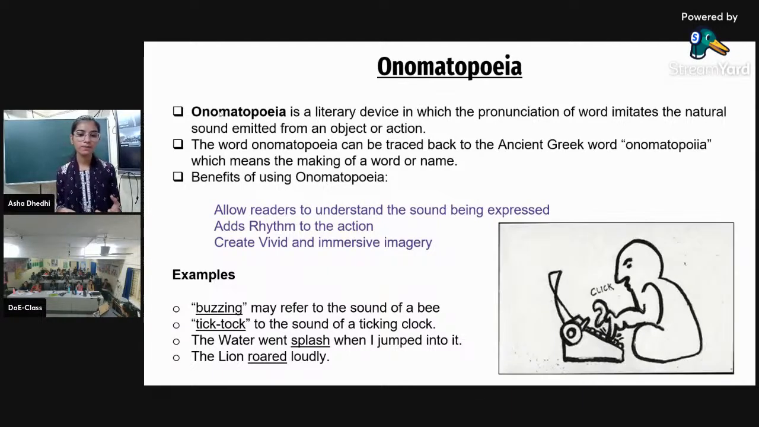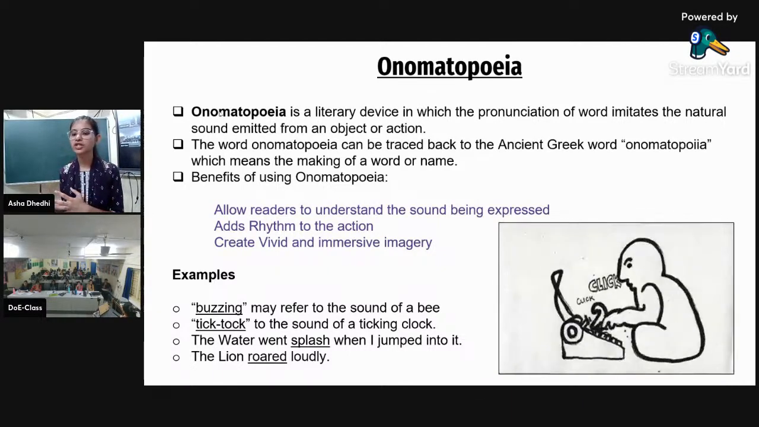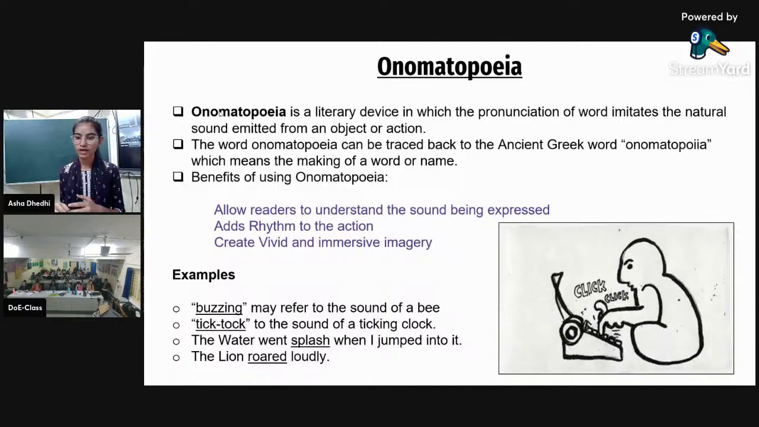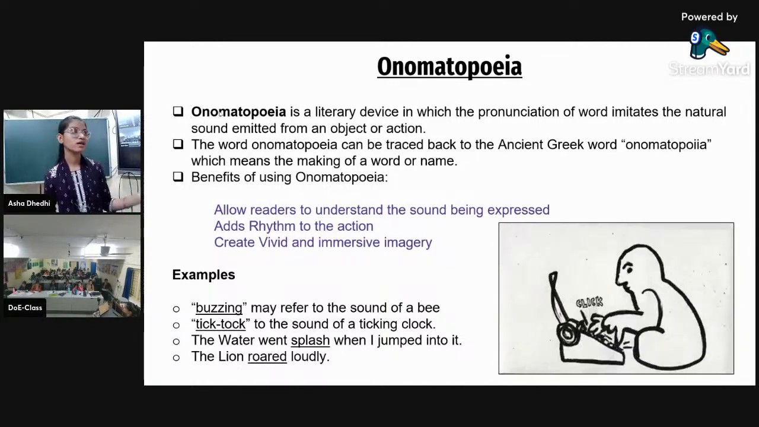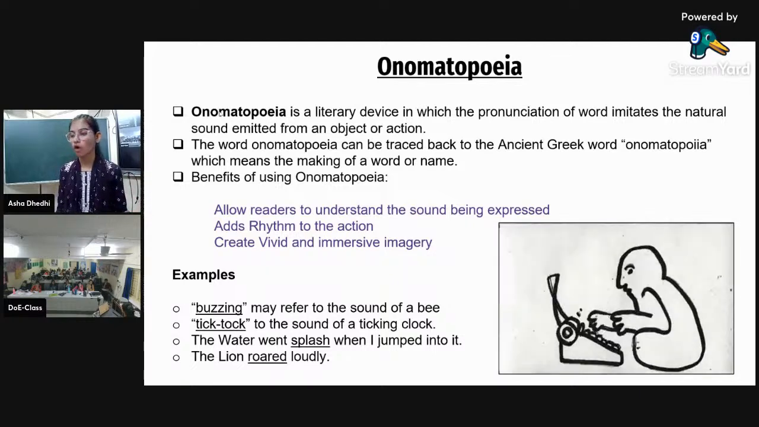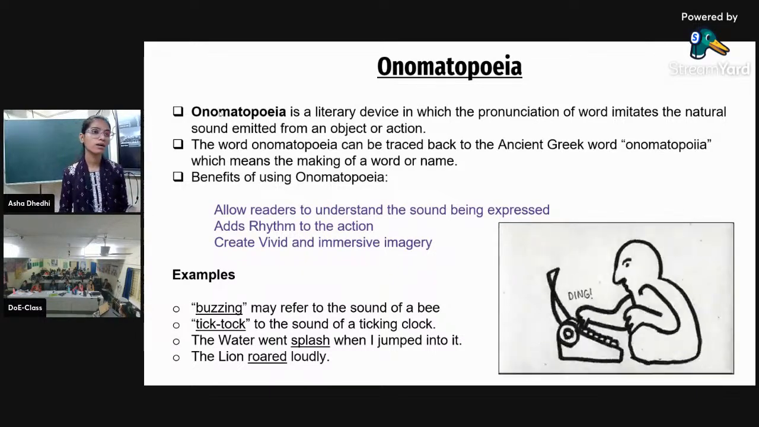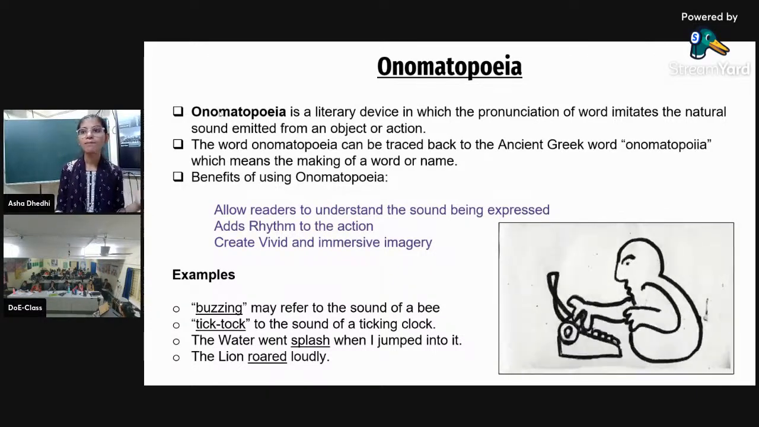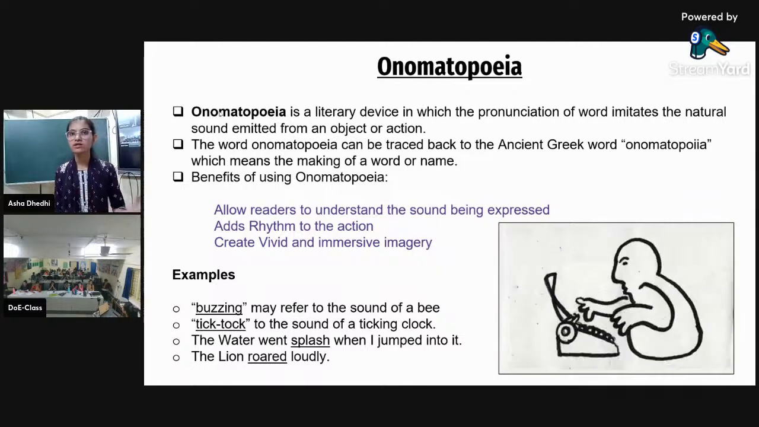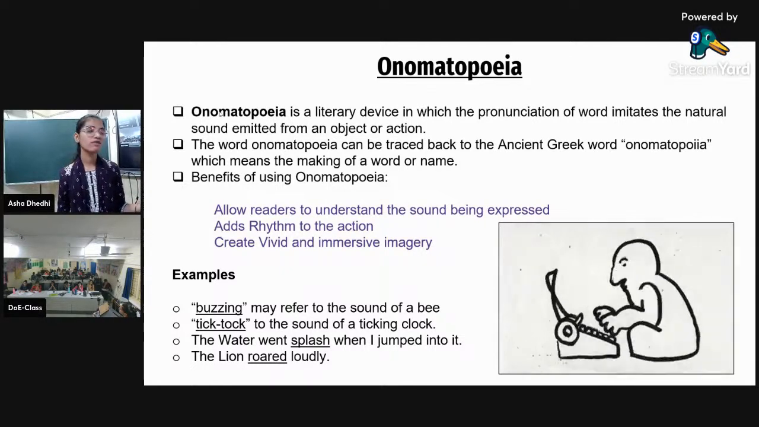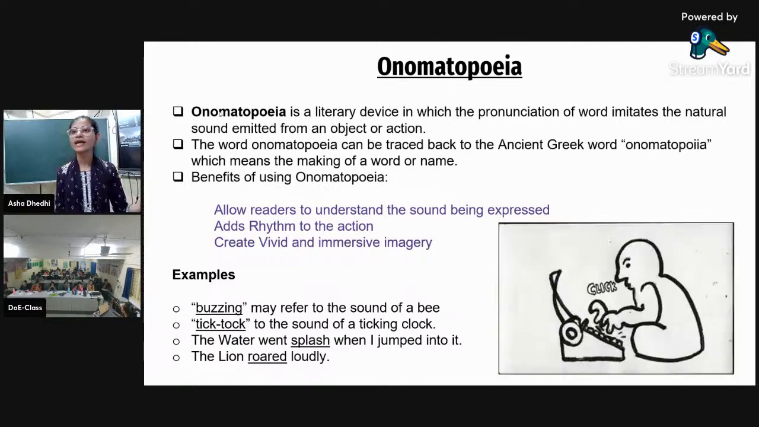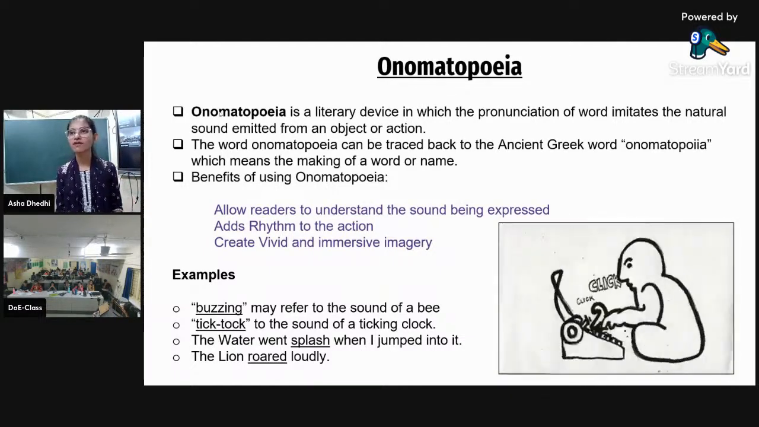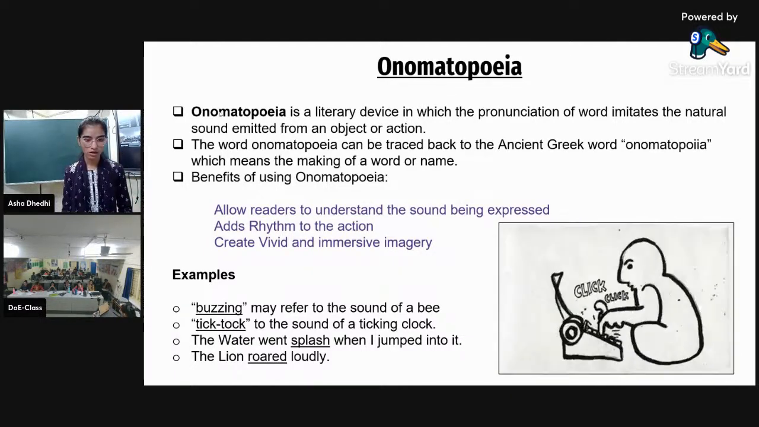The word onomatopoeia can be traced back to the ancient Greek word onomatopoeia, which means the making of a word or name. And there are certain theories about how words are formed. We have earlier theories like the Big Bang theory and the poo-poo theory. These are theories in which words are created by imitating certain actions. So the same references came here as well.